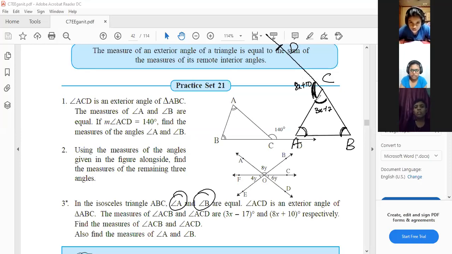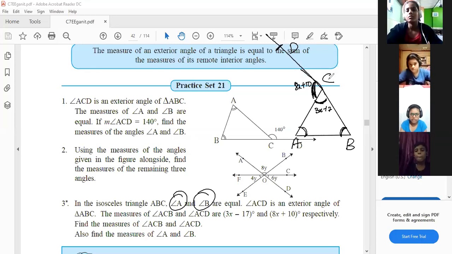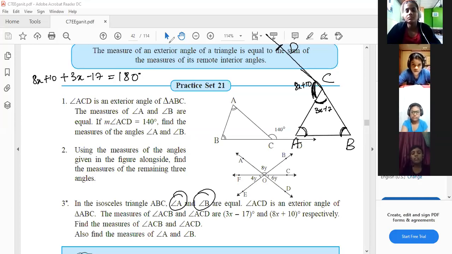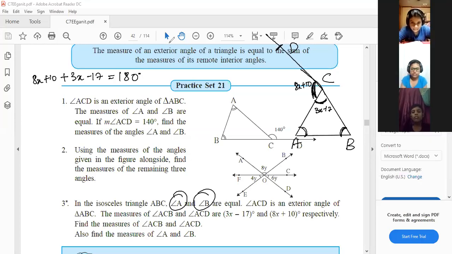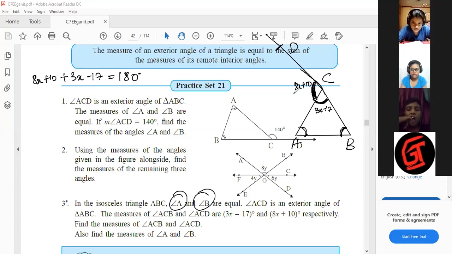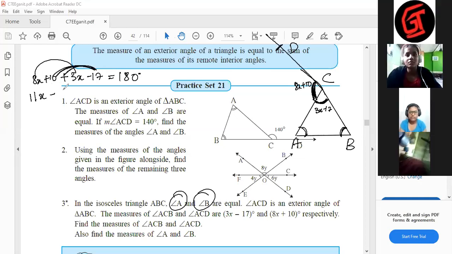Now this angle and this angle make what angle? Linear pair, straight line, linear pair. So therefore 8x plus 10 plus 3x minus 17 is equal to 180 degrees. This angle plus this angle. 8x plus 3x is how much? 11x. 10 minus 17 is minus 7, equal to 180 degrees.